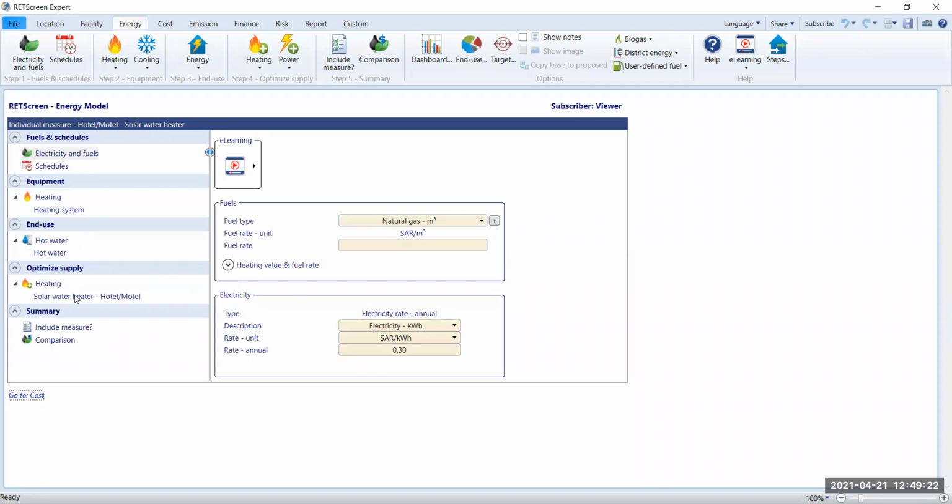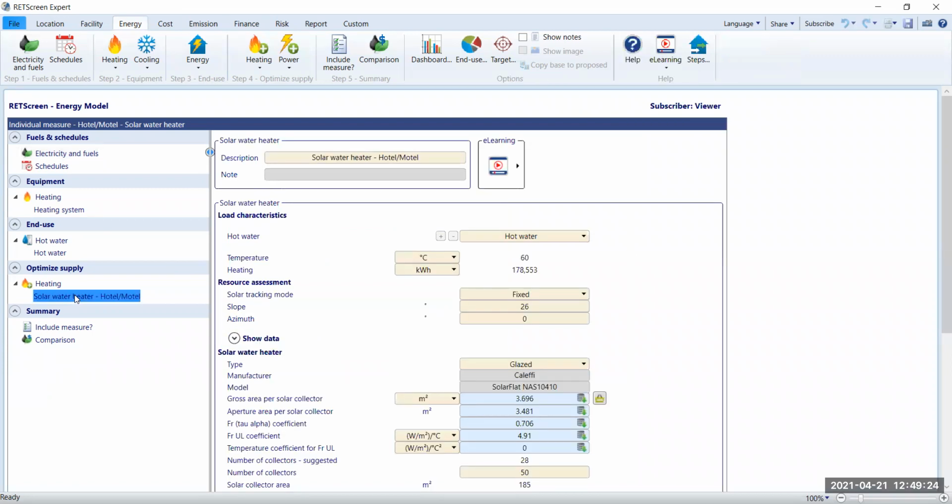Then going back again to the solar water, you see here, I'm navigating back and forth in the program, and what I have used so far is specifying the location, talking about the facility, and going through the energy, and then I'm going step by step, as you can see here.